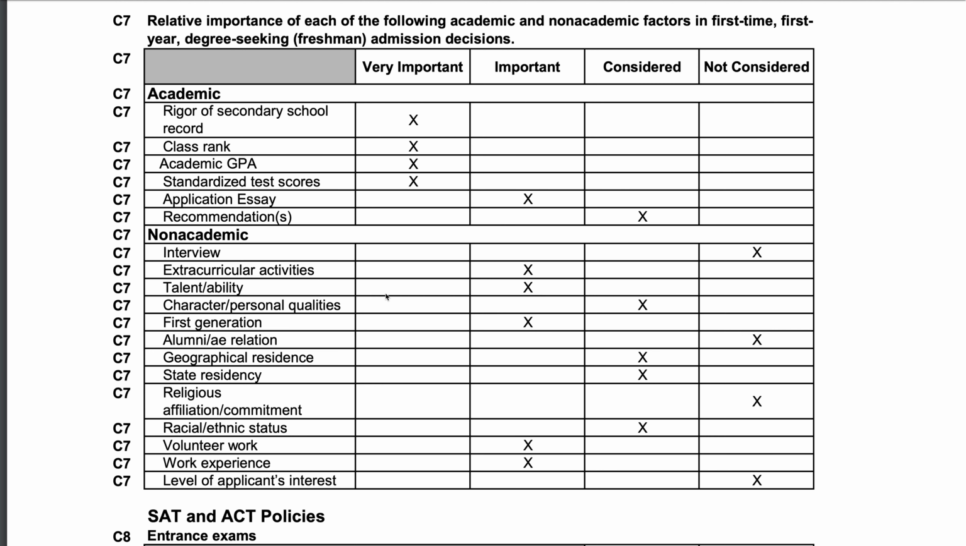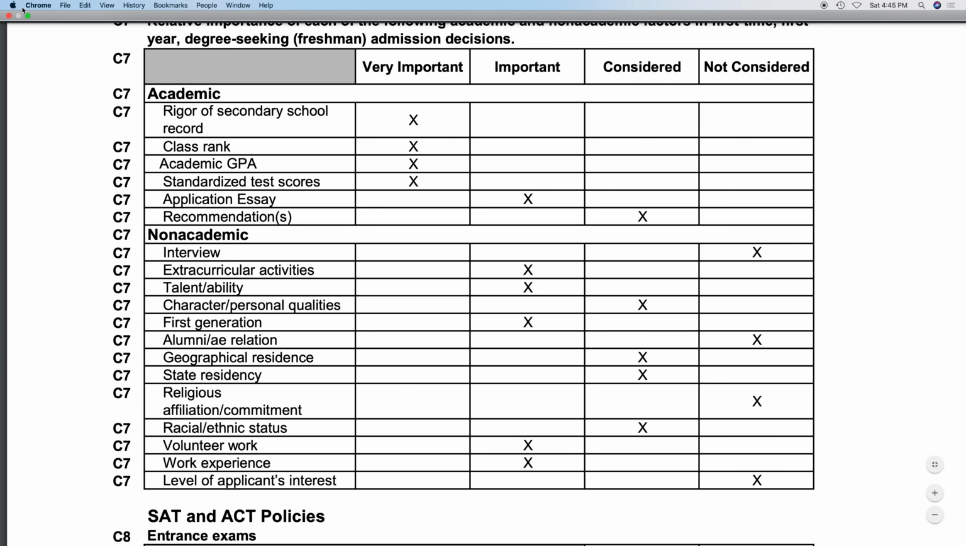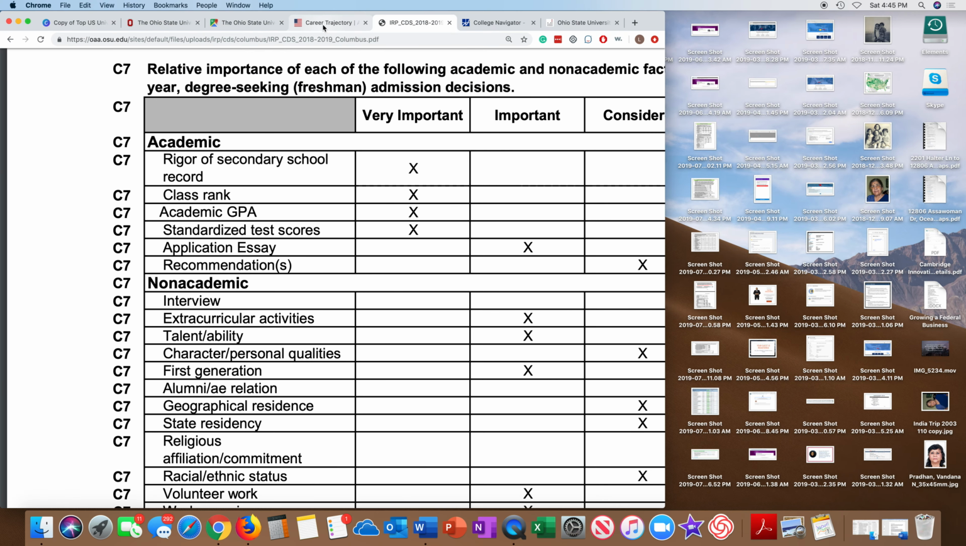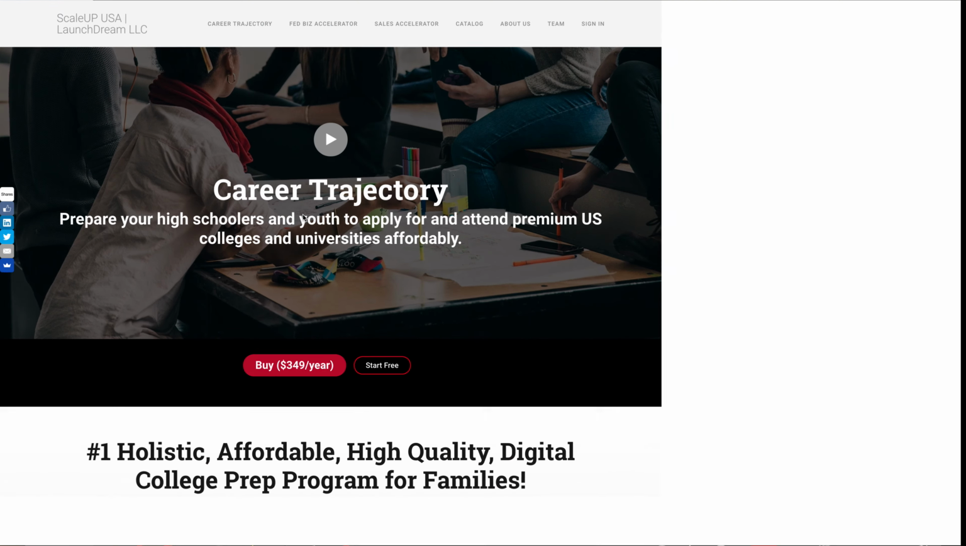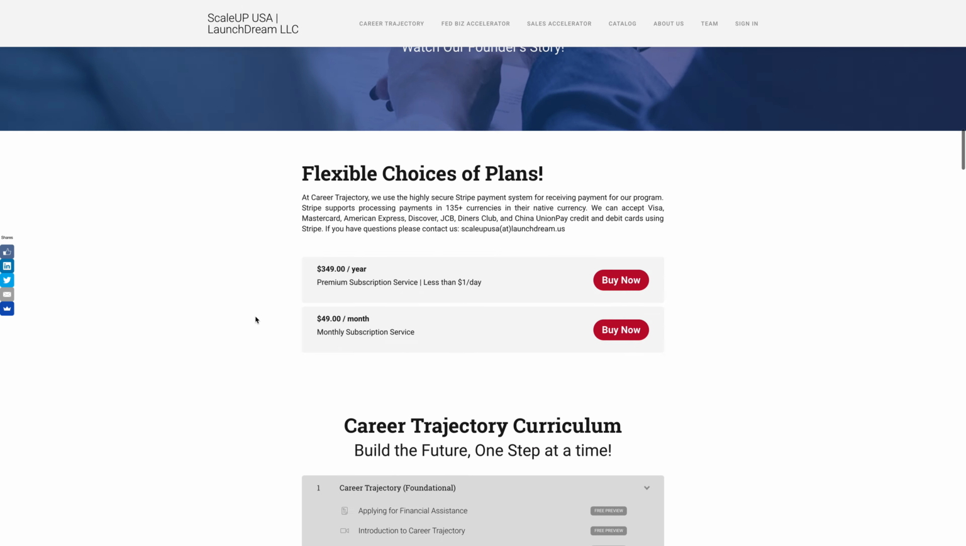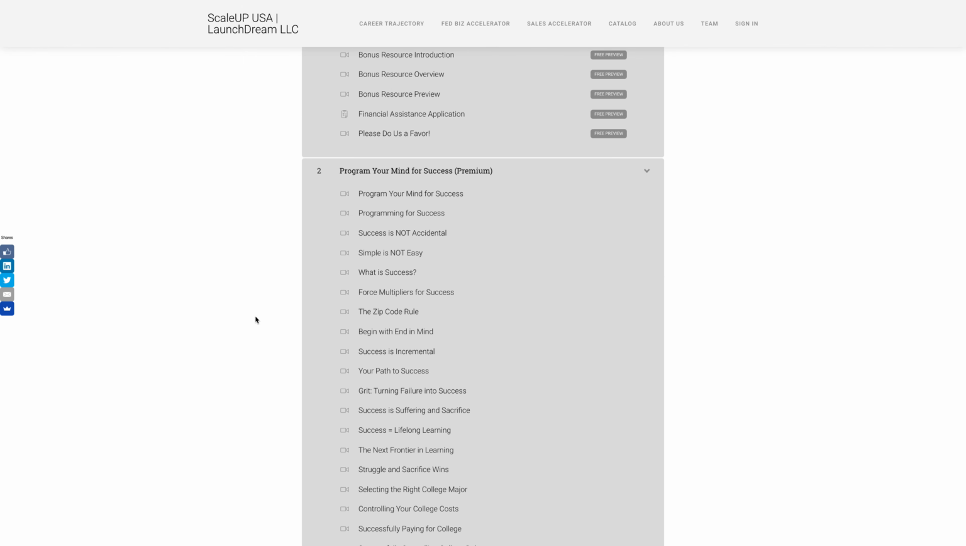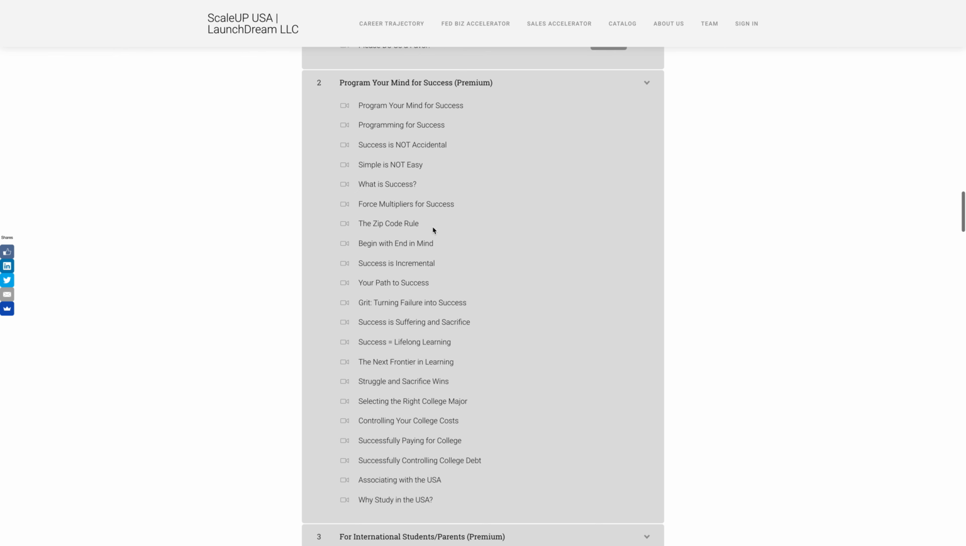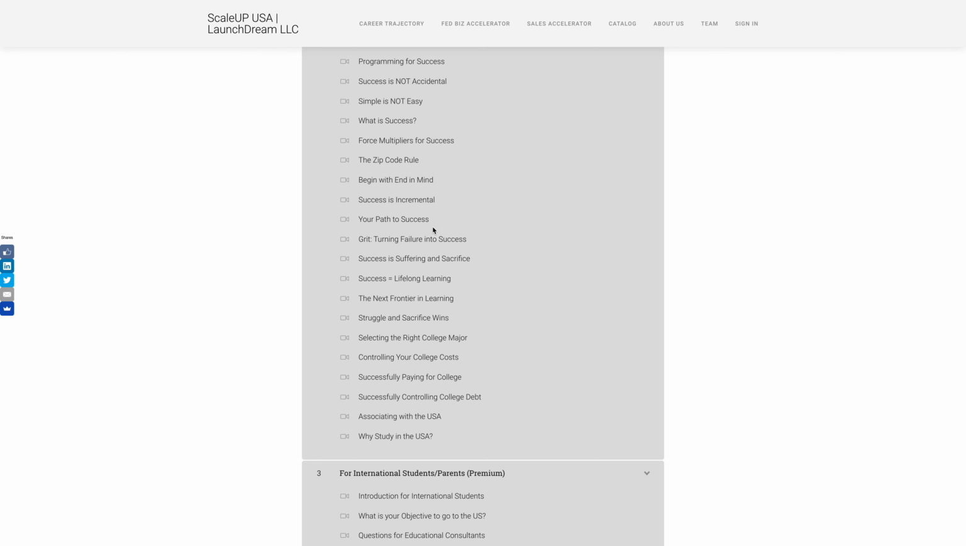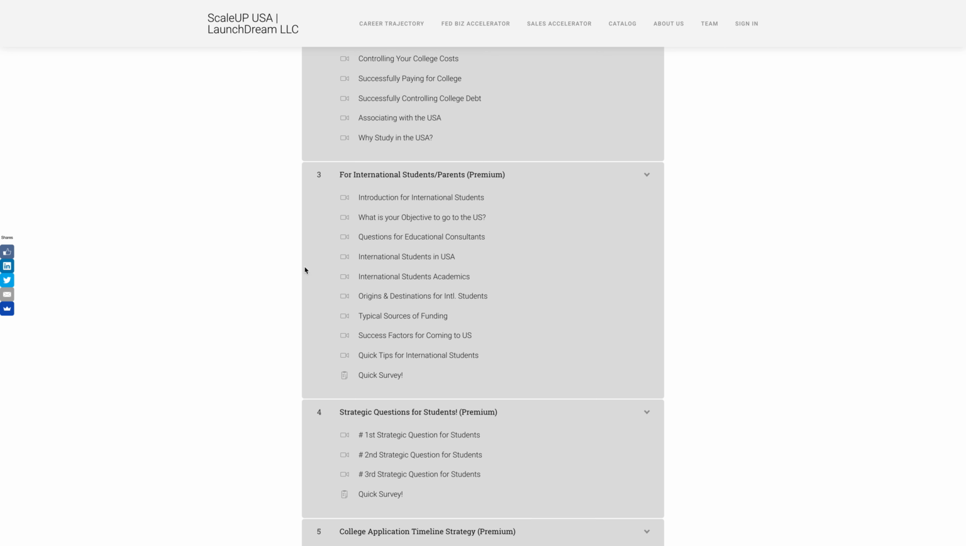Now, one thing I wanted to mention: if you remember the resource I talked about, career trajectory, in the paid section there is a whole lot of information on how you go about applying to US colleges. First of all, we have this whole program for preparing your mind for success. This is a great program. It allows you to think about how you can succeed in your career in the US, so you should take this. There's also a section for international students and parents. They need to take this because they will understand much more about the international aspect of applying to the US.